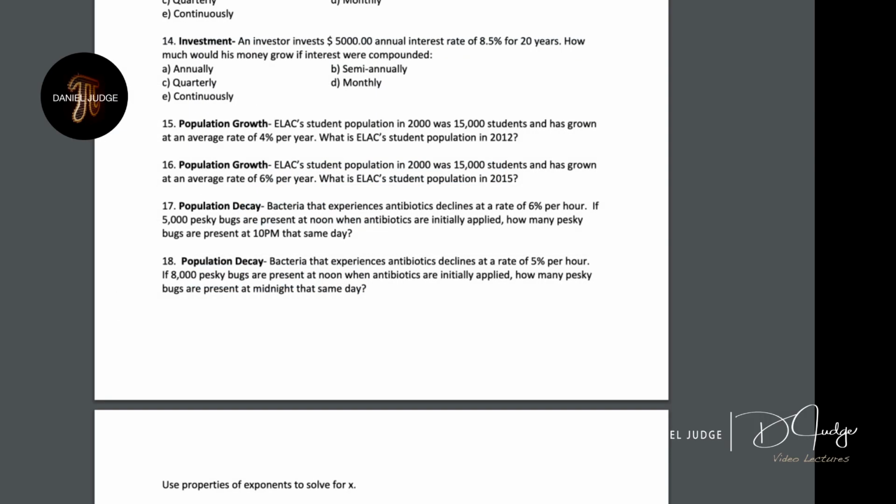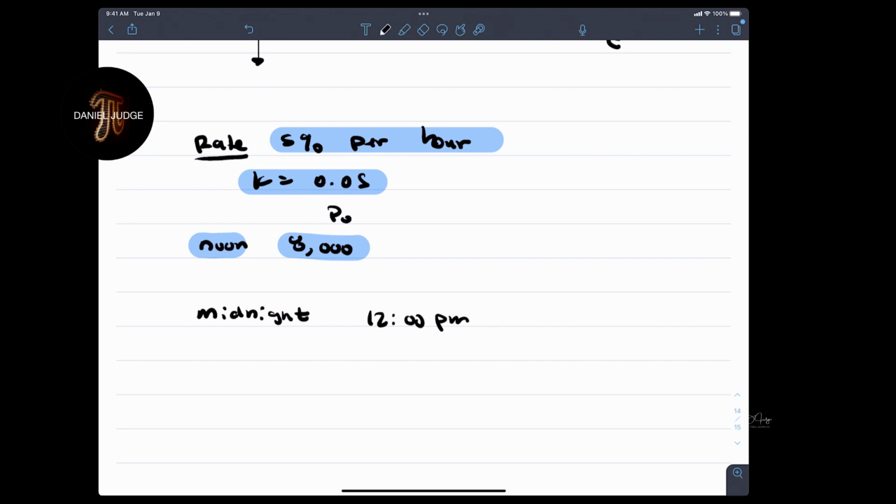And then what do they say? How many pesky bugs will be present at midnight on the same day? So at noon to midnight now. Does anybody happen to know? That's 12 p.m., right? 12 p.m. and then at noon, noon is 12 p.m. Midnight is 12 a.m.